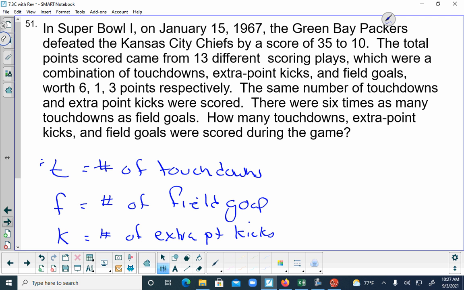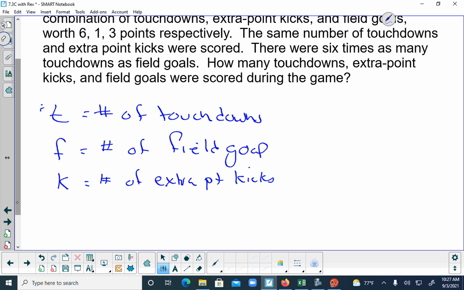Now, it says the total number, so this is the number of touchdowns. Like if I scored 2 touchdowns, T would be 2, and that would be 12 points. Does that make sense? Yeah. So write an equation based on the fact that there are 13 different scoring plays. If this is the number of touchdowns, this is the number of field goals, this is the number of kicks. Yeah, so I'm going to do T plus F plus K is equal to 13. Then do one based on the points.